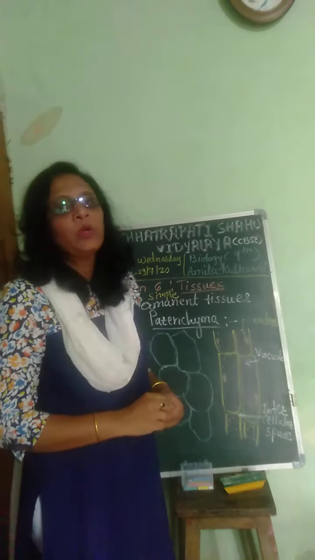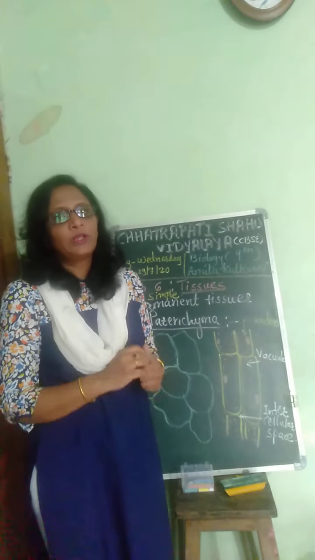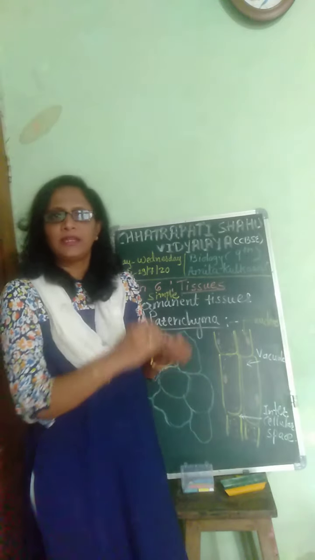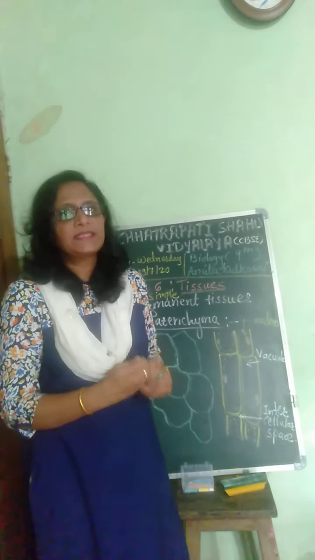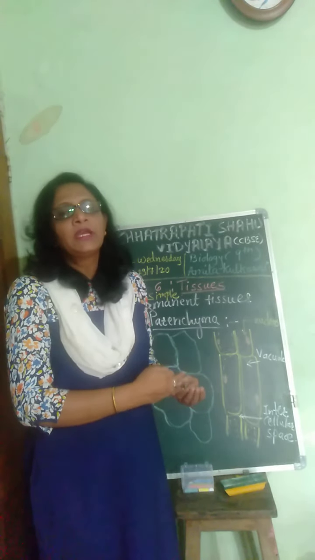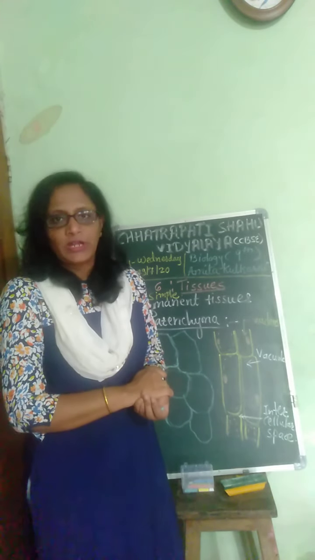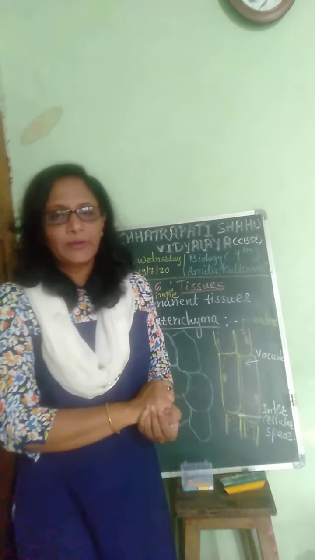So this is how the parenchymatous cells look in any part of the plant. They are present in the roots, they are present in the stems, they are present in the leaves, and they are very simple kinds of tissues. So we will see the characteristics of parenchymatous cells.